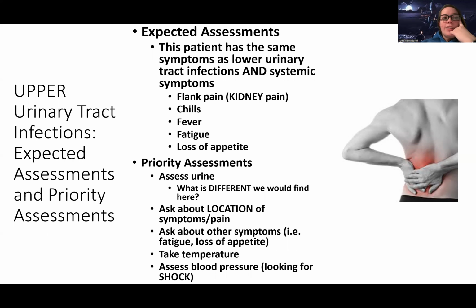We're going to assess their urine. And remember, what's different in their urine? We're going to see casts. And then we're also going to ask about the location of symptoms, any pain that they're having, because again, their pain might be in a different area. It might be more in the back area versus in the lower abdomen. We're going to assess those other symptoms, take their temperature, and then it's possible that if they get a kidney infection, they could get urosepsis. So we also want to assess their blood pressure and look for shock.